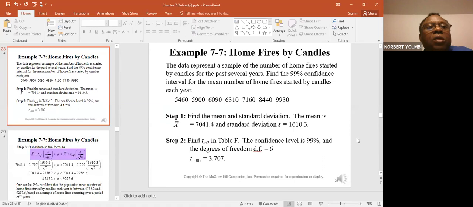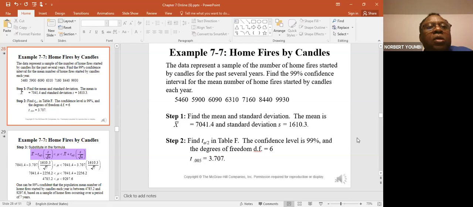Let's do another example. The data here represent a sample of the number of home fires started by candles for the past several years. Find the 99% confidence interval for the mean number of home fires started by candles each year.